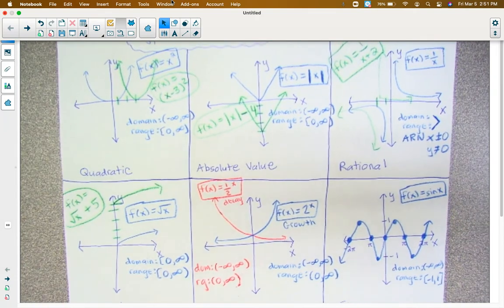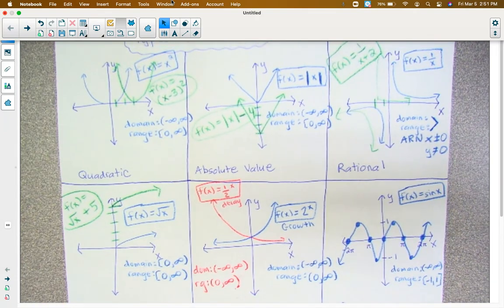A few of the take-home points that I want to say for these graphs. First thing is that all the transformations work the same, whether it's quadratic, absolute value, rational, radical, exponential, sine, cubic, quartic, whatever the case may be. All of the transformations are the same. If you have a number on the outside of your function, it's going to move it up or down. If you have a number inside of your function, it's going to move it left or right. If you have a number greater than 1, it's going to be a vertical stretch. If it's less than 1, it's going to be a vertical shrink. So all of that is the same regardless of which function that we're looking at.